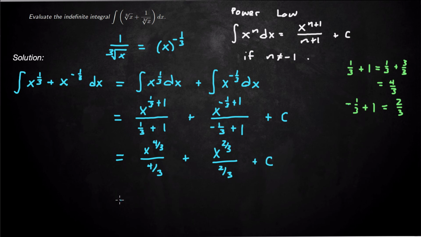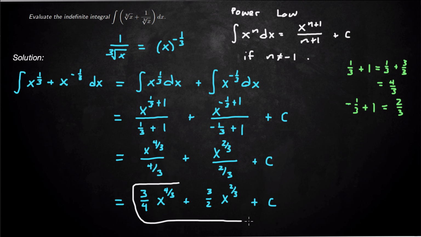And basically, when we divide by a fraction, we multiply by the reciprocal, and we can say that this is going to be 3/4 x to the 4/3 plus 3/2 x to the 2/3 plus c. And that's our answer right there.